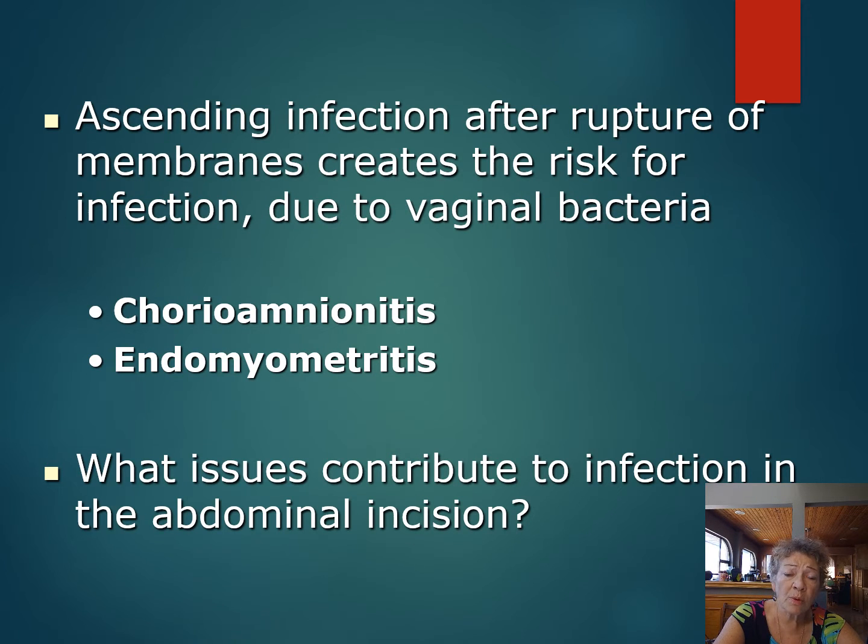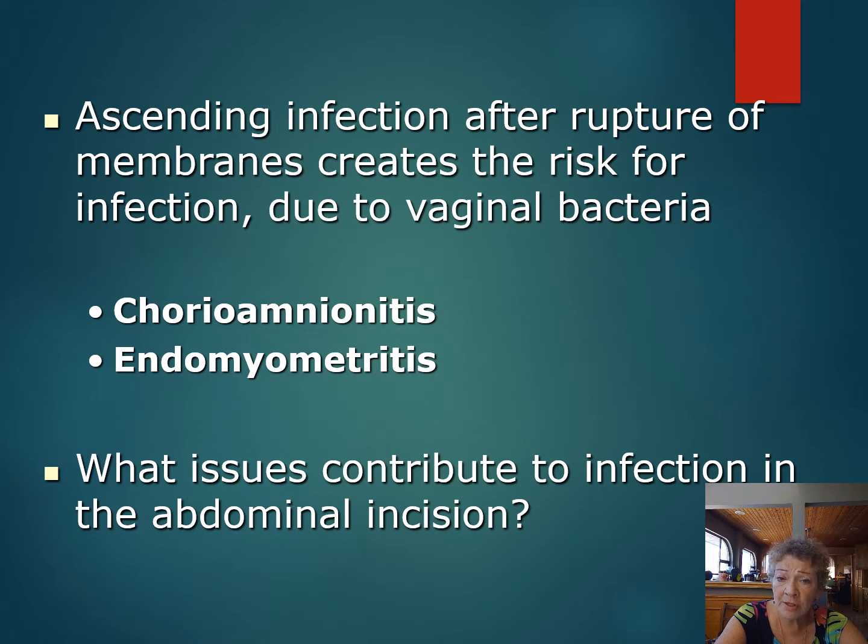One of the things to remember is that once the membranes are ruptured during labor or childbirth, ascending infection is possible because the vagina is actually full of bacteria. And even if they are healthy bacteria, as they ascend into the abdominal cavity, into the uterine cavity, they can cause infection because that cavity is really meant to be sterile.